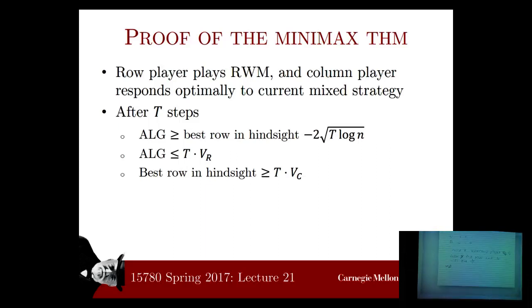So this thing defines a strategy for the column player, which, like we said, is 1 over T times what they played in round T. Sorry for the mix-up. This is the strategy for the column player. For the row player, we'll choose the best response X to the strategy Y. Okay?